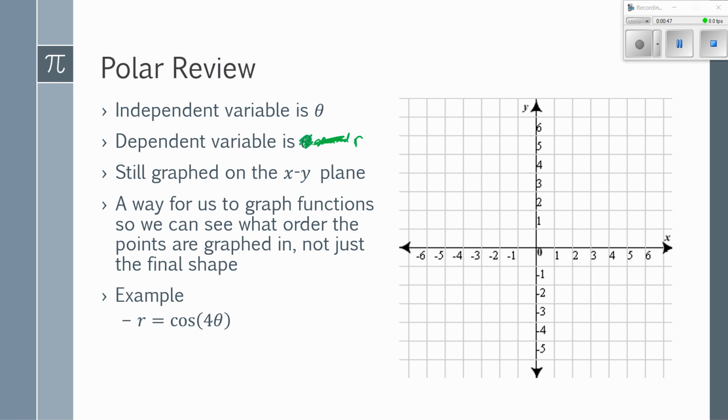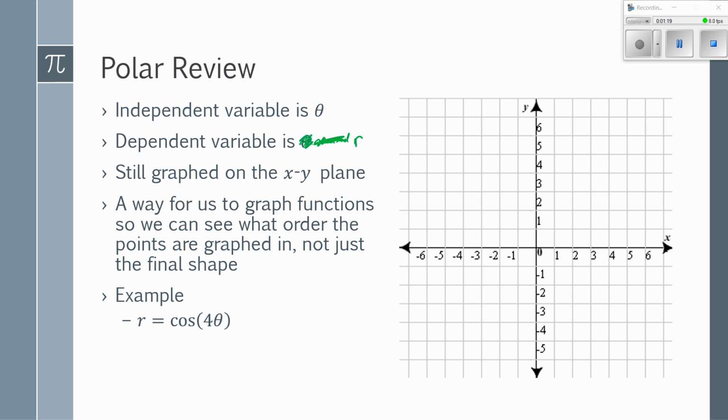And much like with parametric, the whole idea of this is it's not just the shape we want, even though this is a great way to be graphing non-functions, especially things like circles and ellipses and more advanced shapes like cardioids and flowers, or roses is the technical term we would say, and limaçons and all of those fun shapes. But we want to see the order we're graphing these.